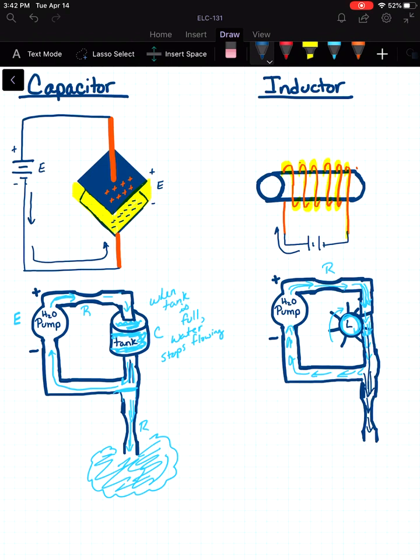Okay, so the water wheel is not a fantastic analogy. Most analogies fall apart at some point, but it gives you an idea of a visual, if you will, about how that inductor works.